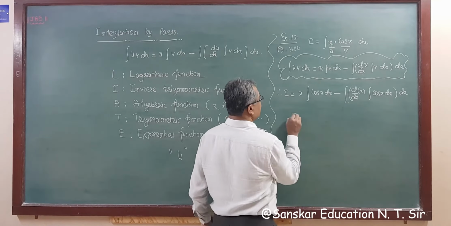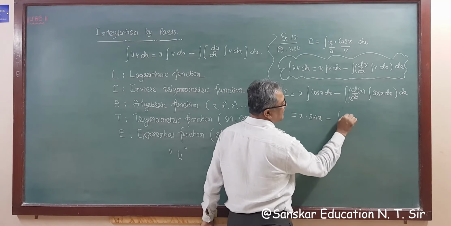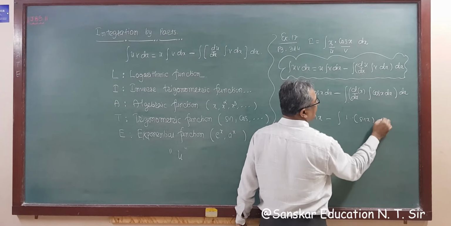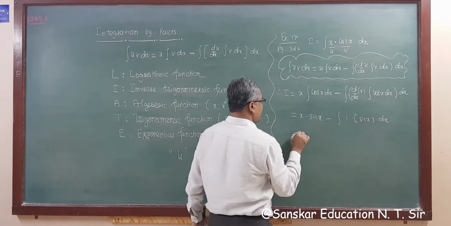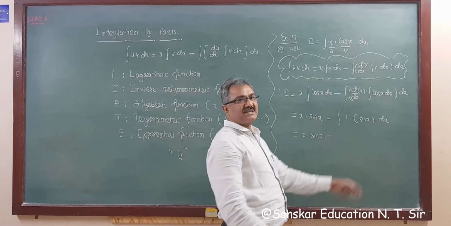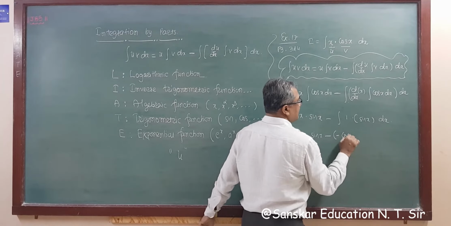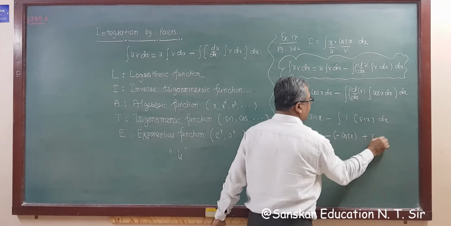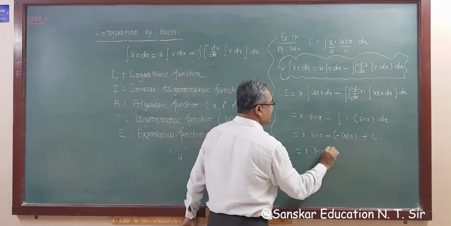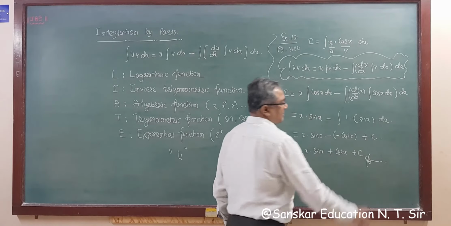So integrating this, what do we get? x into sine x minus integration 1, and the answer of this is again sine x dx. So the answer will be x into sine x minus integration of sine x, which is minus cos x, that you know. So minus cos x and plus c. So the final answer will be x into sin x plus cos x plus c. So this is your answer, right?